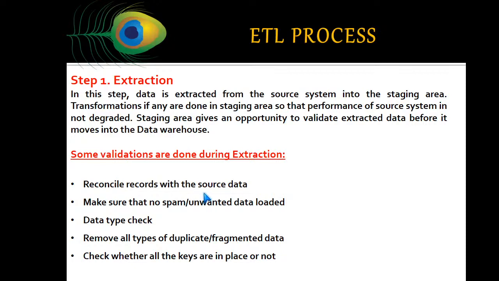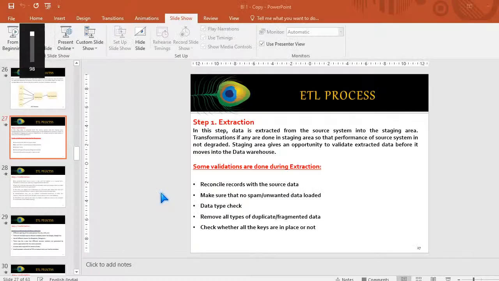Reconcile the records with the source data, make sure that no spam or unwanted data is loaded, then check the data type of each value, then remove all types of duplicate and fragmented data, and check whether all the primary keys and foreign keys are placed properly for each individual table or not. So this is called a staging area, which comes under the extraction phase.